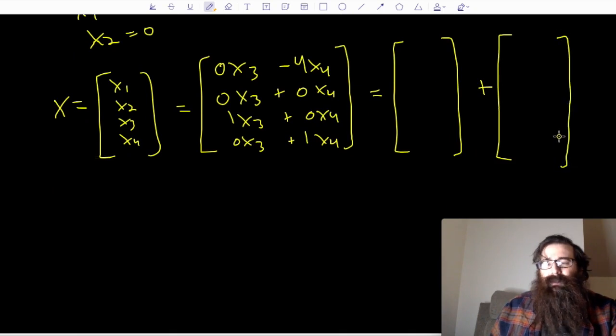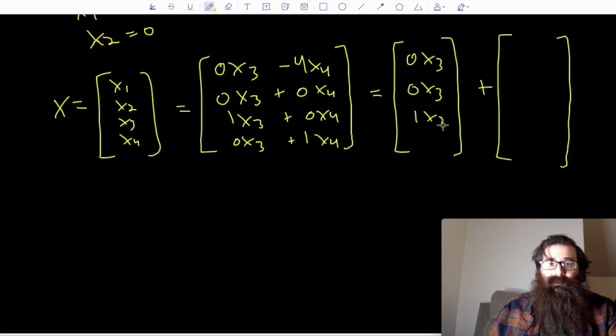And it's really going to make seeing the vector a lot easier. So x sub 3, that's 0x sub 3, 0x sub 3, 1x sub 3, 0x sub 3. Not a lot going on. My vector for x sub 4, that's negative 4x sub 4, 0x sub 4, 0x sub 4, 1x sub 4.